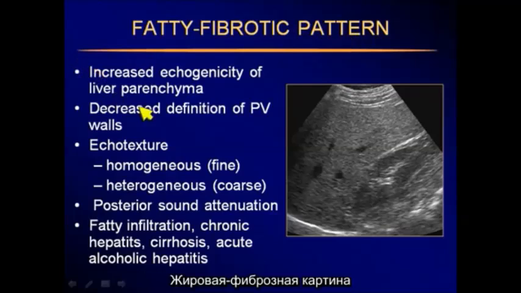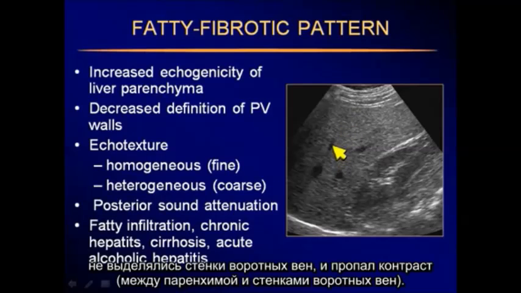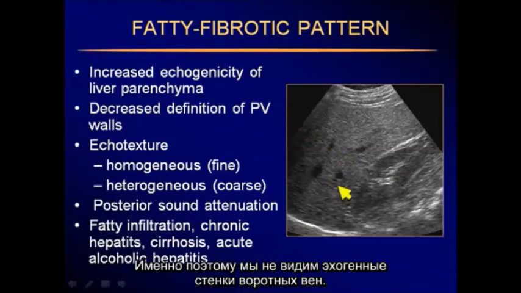The fatty fibrotic pattern is opposite. We have increased echogenicity of the parenchyma. There's some kind of infiltration with fat or fibrosis going on in the liver, which increases the echogenicity high enough that it matches the portal vein walls, and the contrast is lost. Therefore, we do not see the echogenic portal vein walls.